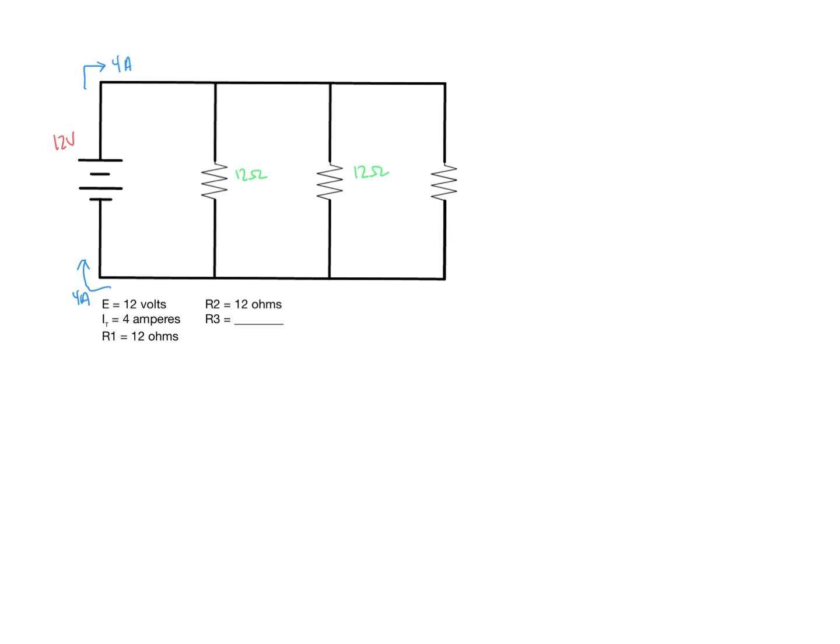So what we want to do, you might recall from before, is we will write out the formula for resistance total is equal to voltage divided by current. And so RT would be equal to 12 divided by 4, which gives us a resistance total of 3 ohms. Okay, so now that we know that, we can go back to our parallel circuit equation like so.